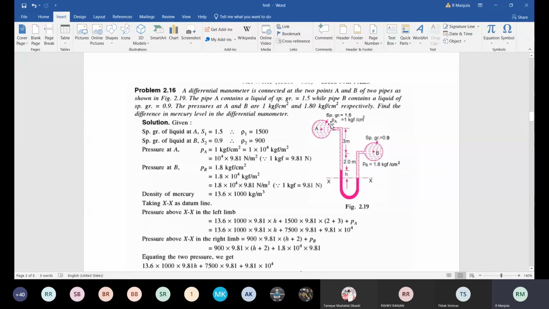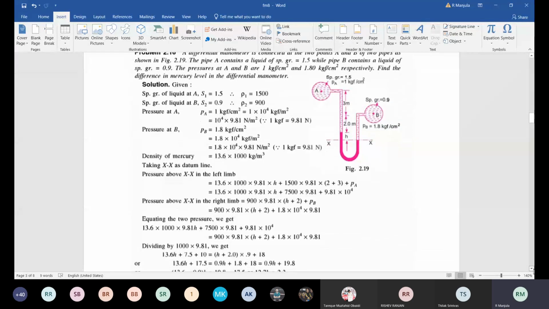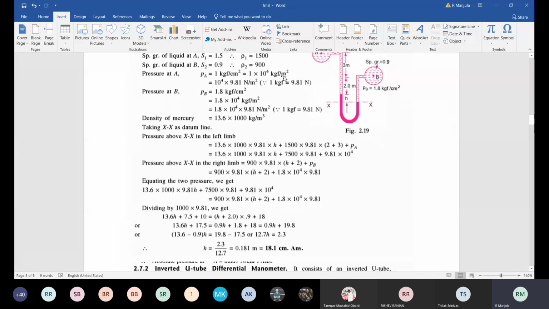So 2 plus 3, plus the pressure at A. That is equivalent to, again here, the density 900 multiplied by g multiplied by (H plus 2), plus 1.8 kg force per centimeter square. If you equate these, then you will be able to find the value of H. Okay. Is it clear?